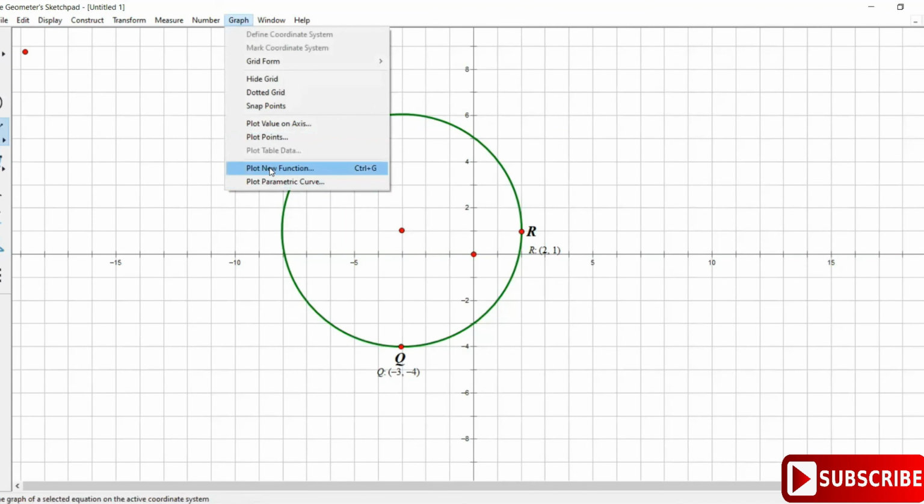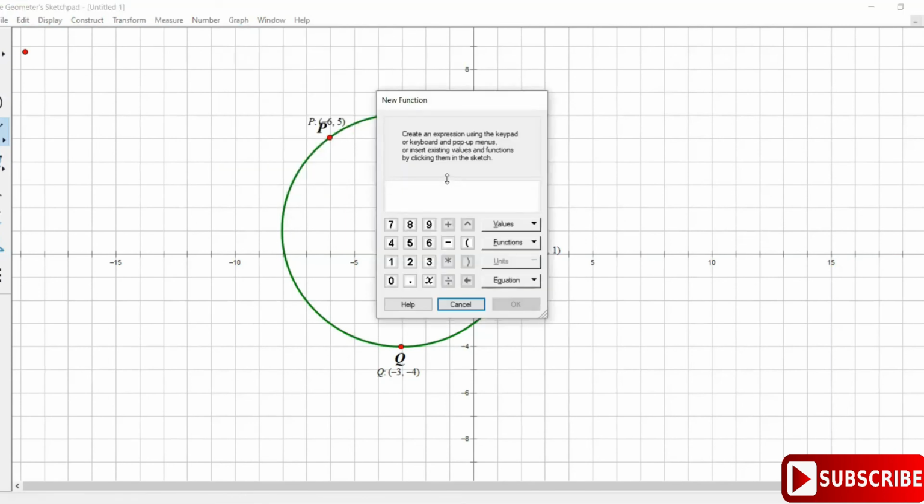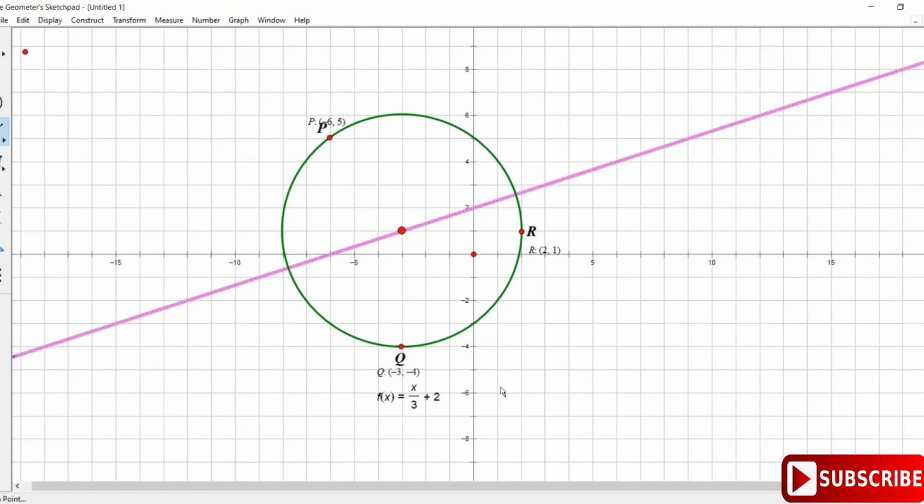I go to graph, plot new function. I'm going to plot the function x over 3 plus 2. Look what happened. It passed through the center. This line that we just drew is actually the bisector of PQ. And look at this, this angle is 90. I want to show that it's 90, but it's not drawing as smooth. So that's the bisector of PQ.